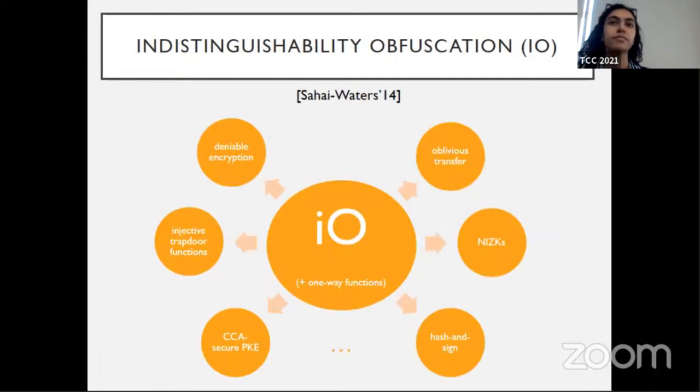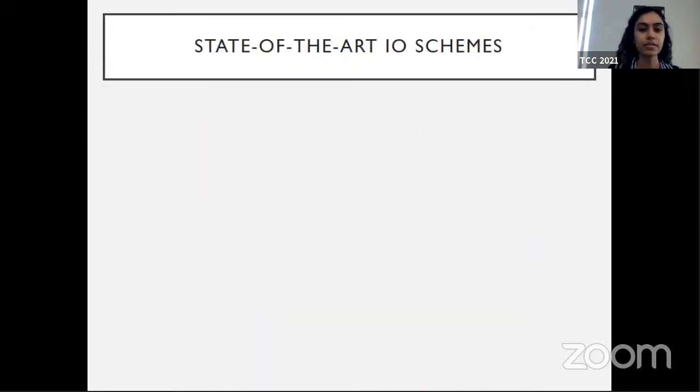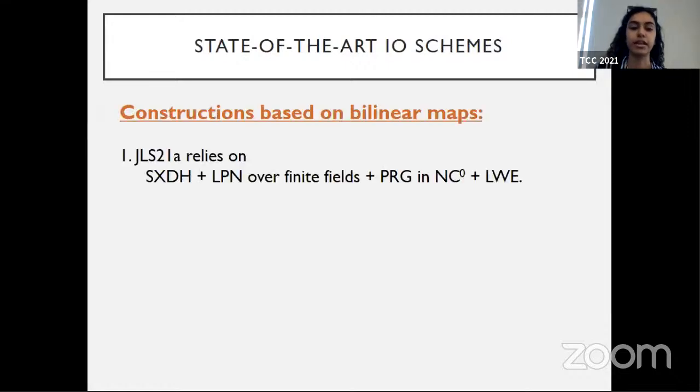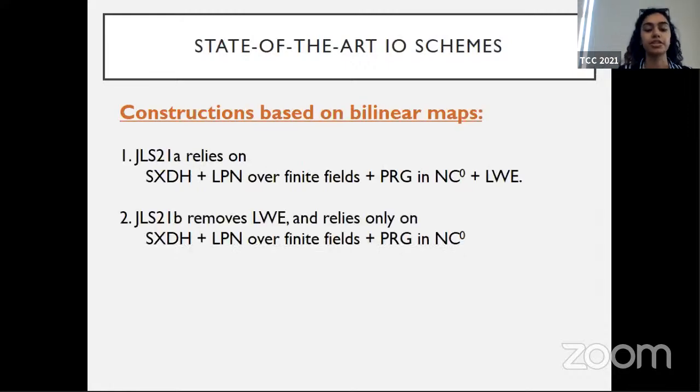We've seen in recent years many applications of IO, leading us to believe that it might be some sort of central hub for cryptography. In any case, it becomes very important for us to understand exactly which assumptions are needed in order to build IO. Currently, we have some state-of-the-art IO schemes which are based on bilinear maps in addition to other assumptions. These are not post-quantum secure.